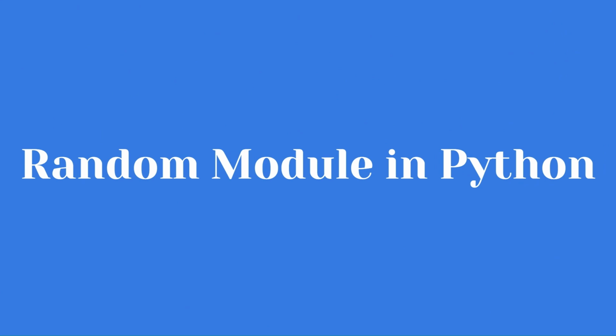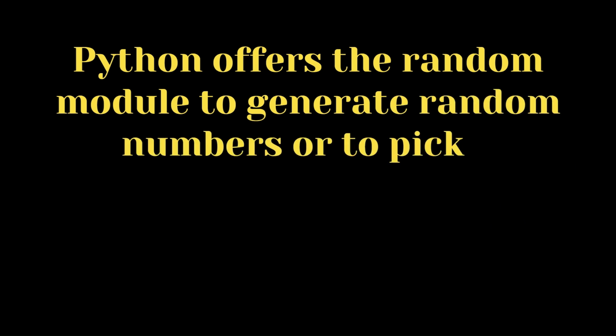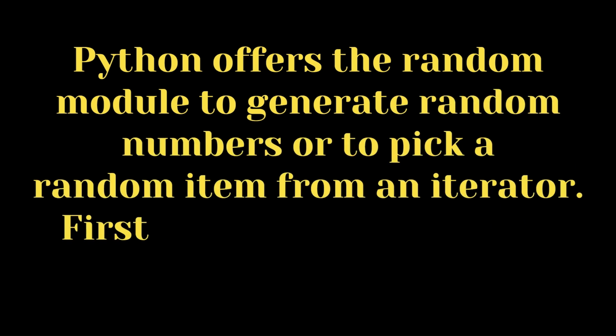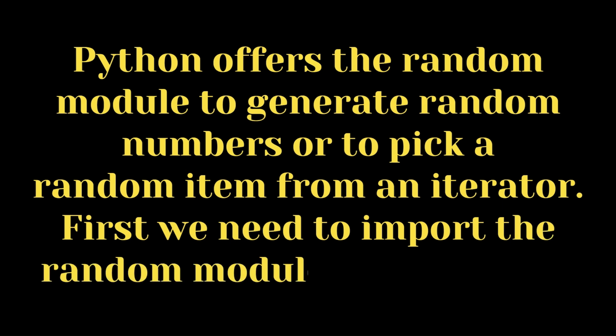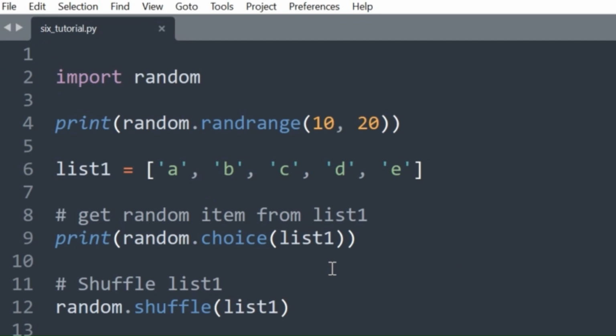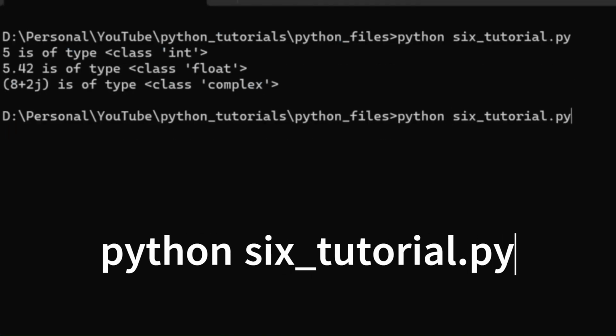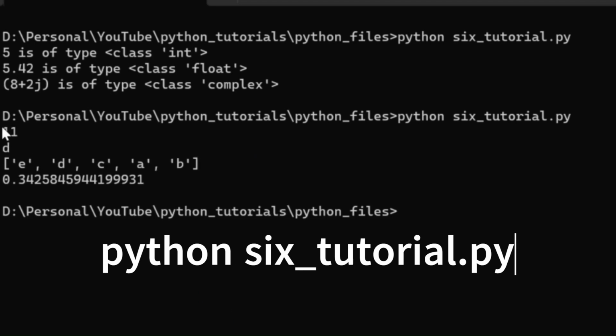Random module in Python. Python offers the random module to generate random numbers or to pick a random item from an iterator. First we need to import the random module. Here are some examples. To run this file, open your command prompt and type python space file name and press enter, you will see the expected result.